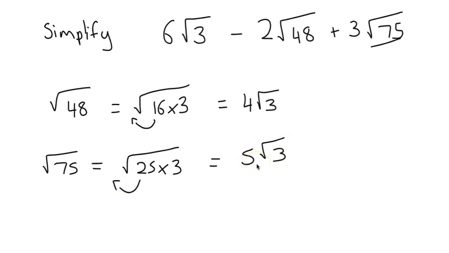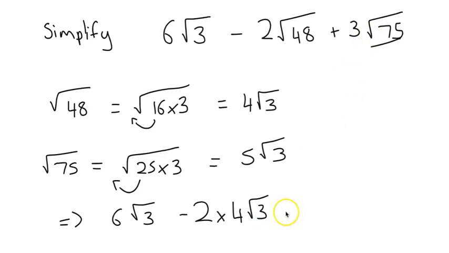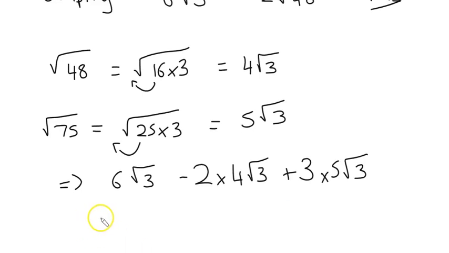So now let's bring everything together. So this here will now become 6 root 3, no change there, times minus 2, and then instead of the root 48 we're going to put times 4 root 3, and then plus 3, and then instead of the root 75, we're going to do times 5 root 3. And then we're going to simplify this a bit more.